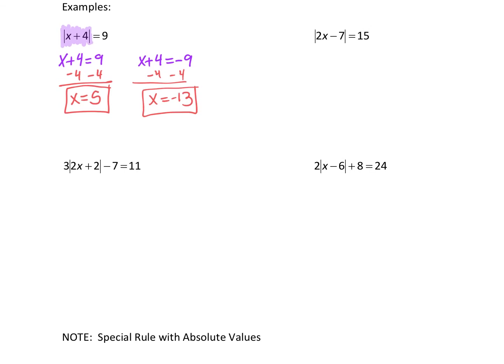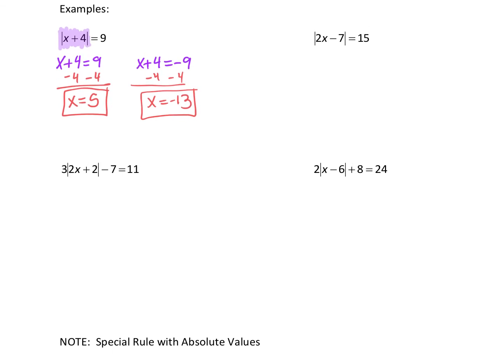Let's look at this one below. So again, the first thing you want to do is isolate the absolute value. So I want to get this 2x plus 2 alone. So to do that, I'm first going to add the 7. So I'm going to have 3 times the absolute value of 2x plus 2 equals 18. Then I still want to move this 3, so I'm going to divide by 3. So then I have the absolute value of 2x plus 2 equals 6.